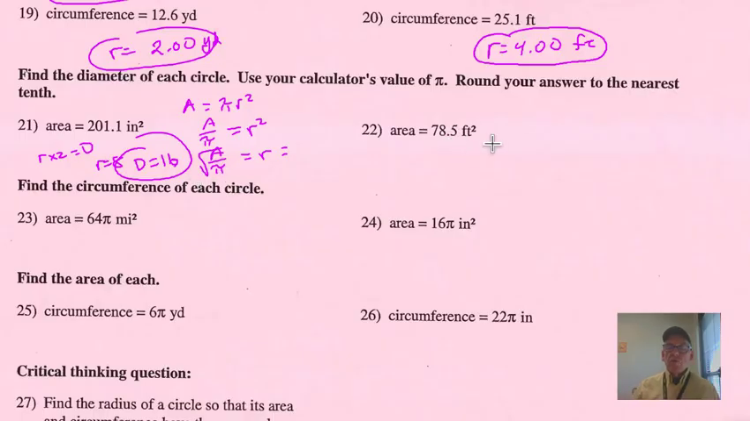So here we have 78.5 for the area. I'm going to divide that by 5. 15.7, and I'm going to take the square root of that. It gives me 3.96, and then I'm going to double it to make it a diameter. That gives me 7.92 feet.